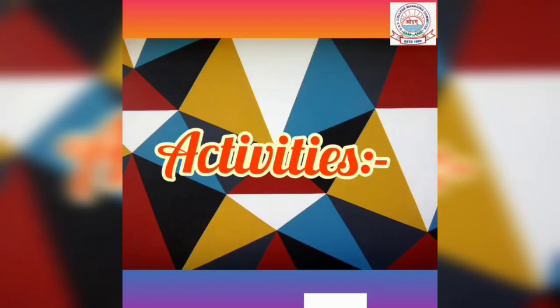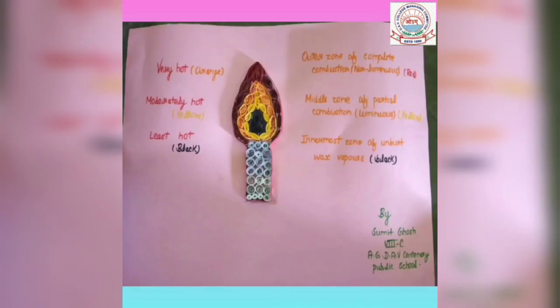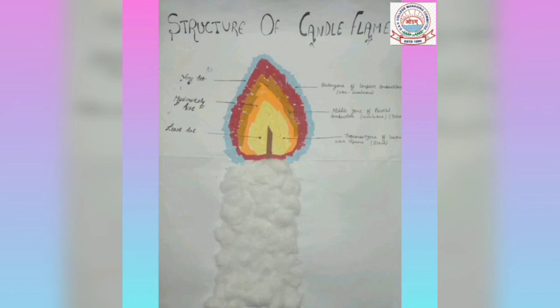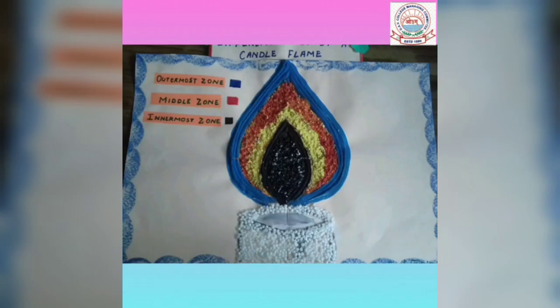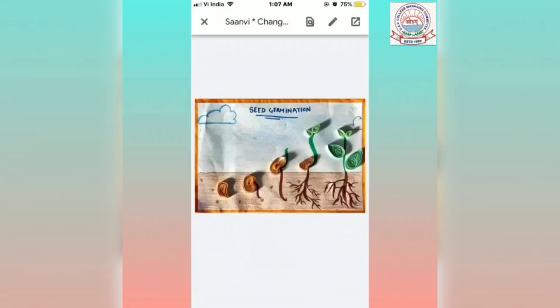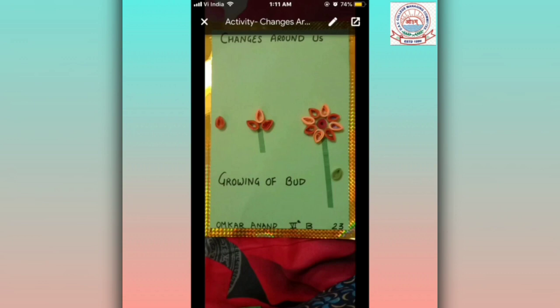to teaching that integrates the fine and performing arts as primary pathways to learn the art into a class. Here is a glimpse of some creative work done by the students. Students of class 8 are depicting the different zones of a candle flame using materials like paper bits, wool, crayon sharpenings, and other waste material. Next, you see is the use of paper quilling to show budding in plants, germination of seeds, and irreversible changes.